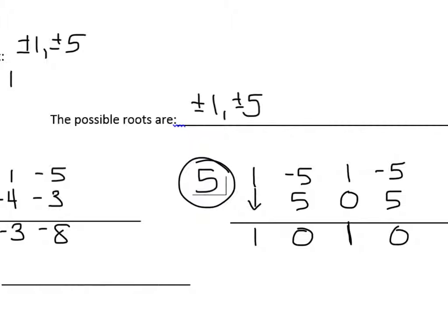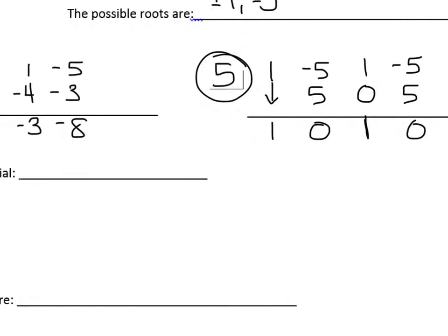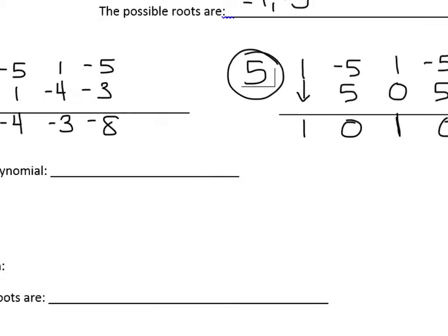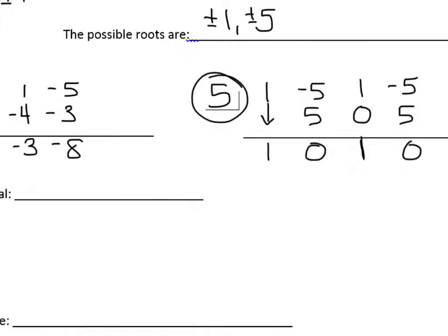So here was one of our answers. Hopefully you found that out. And then you were supposed to write the remaining polynomial, which should have been x squared plus 0x plus 1. Now, the 0x doesn't do us any good. And remember, I really don't want to see that. So this really just turns into x squared plus 1. So hopefully you got to that step.